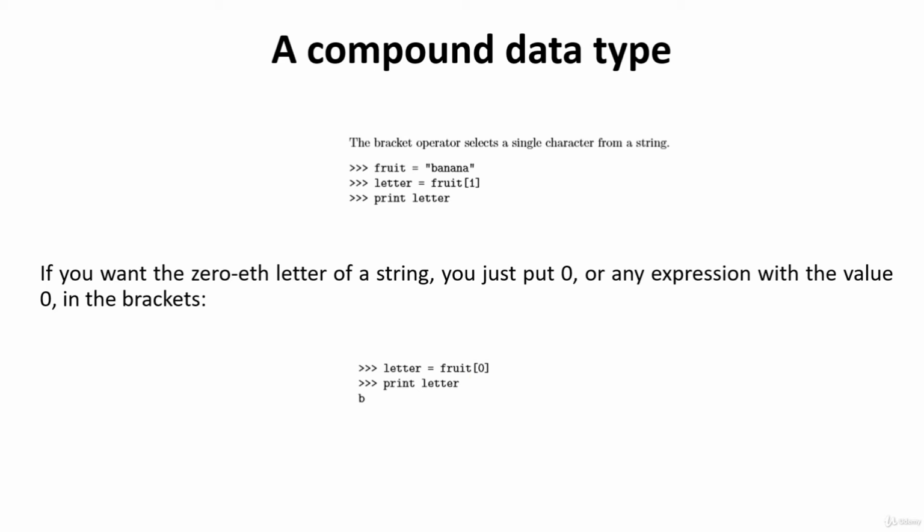That looks like this. The expression in brackets is called an index. An index specifies a member of an ordered set. In this case, the set of characters in the string. The index indicates which one you want, hence the name. It can be any integer expression.